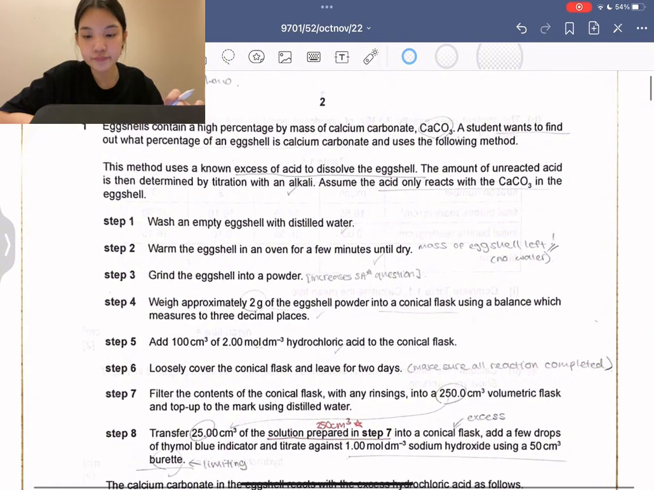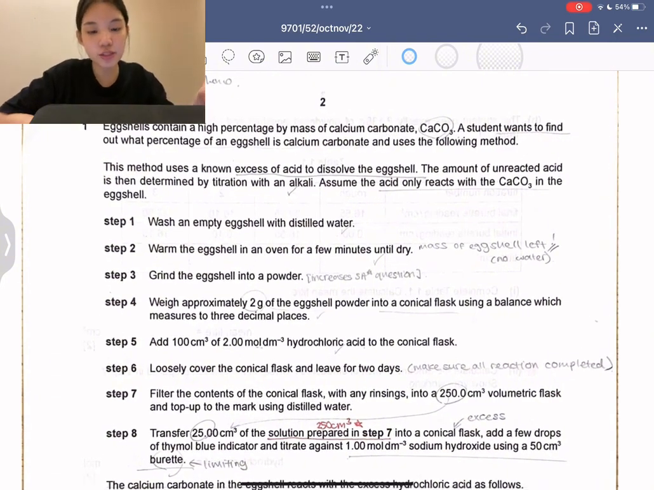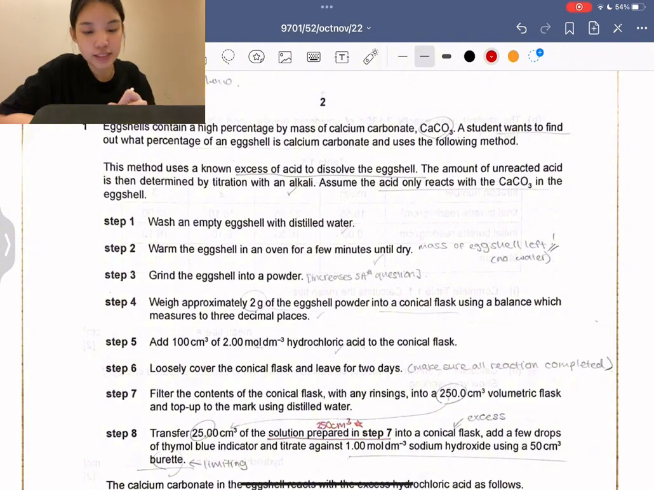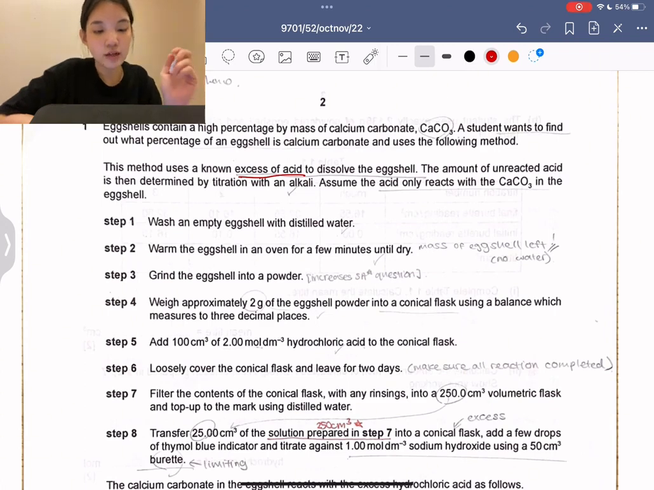So number 1, eggshells contain a high percentage by mass of calcium carbonate, CaCO3. A student wants to find out what percentage of an eggshell is calcium carbonate and uses the following method. This method uses a known excess of acid, like HCl, to dissolve the eggshell. The amount of unreacted acid is then determined by titration with an alkali. So there are 2 steps to this. Then assume the acid only reacts with CaCO3 in the eggshell and nothing else.